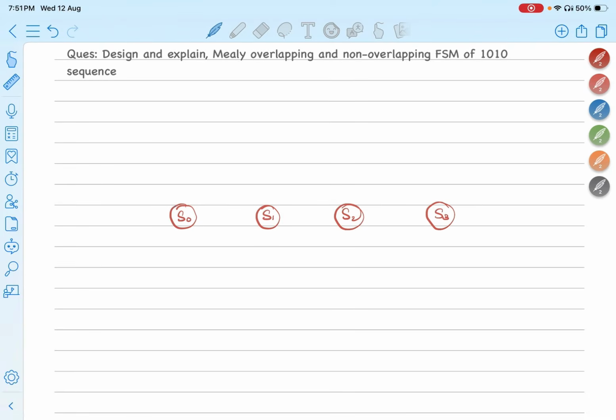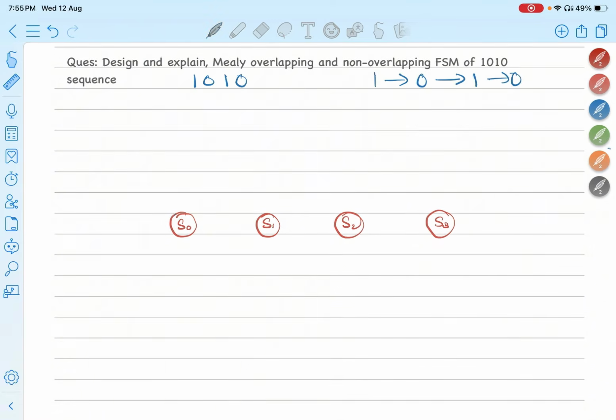In this video, we are going to discuss and understand a very common digital design question. Design a Mealy sequence detector for the sequence 1010 for both overlapping and non-overlapping case. So in this case, we have 4 bits of sequence data, 1010. We have to detect 1010.